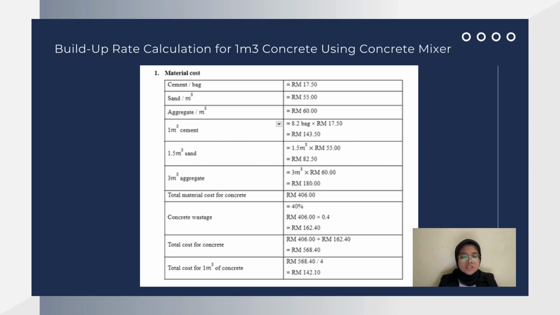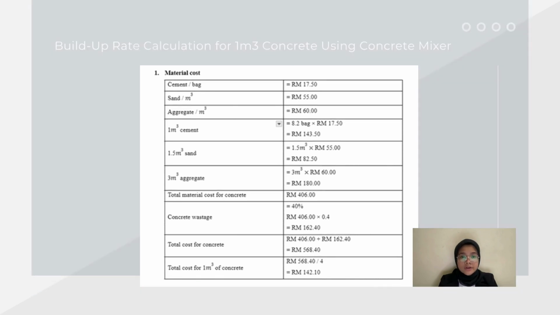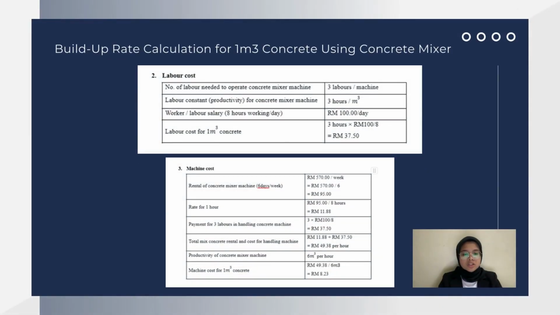The first is the price of goods, involving the price of cement, sand and aggregate according to the grade ratio that has been selected. For our group, we use concrete grade 20 with a ratio of 1, 1.5 and 3. The total price for each material has been shown, and the result for the 3 materials is 406 ringgit. The amount is then added with a wastage value of 40% and produces a total cost of 568 ringgit and 40 cents, and then divided by 4 to get the amount for 1 meter cube of concrete.